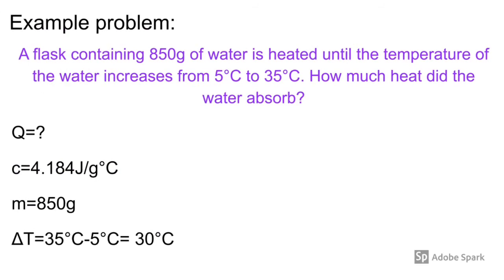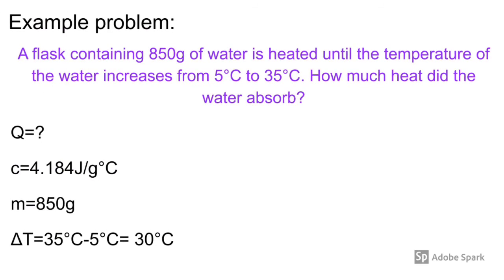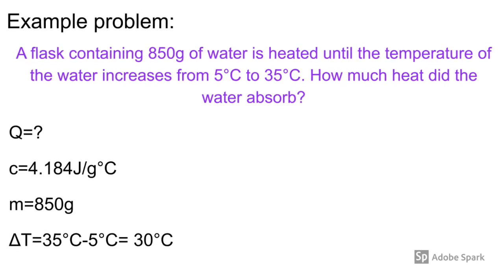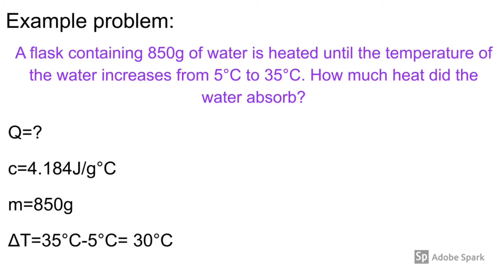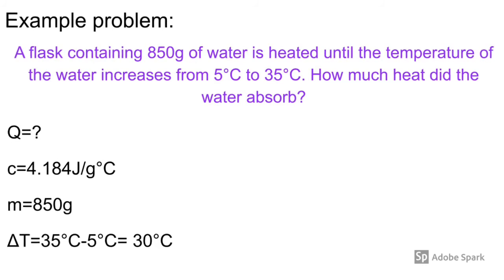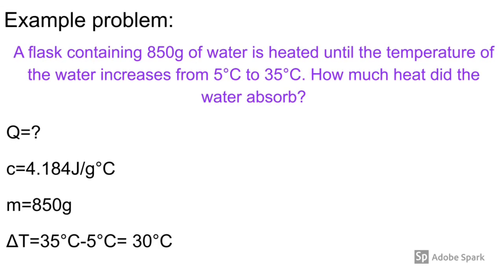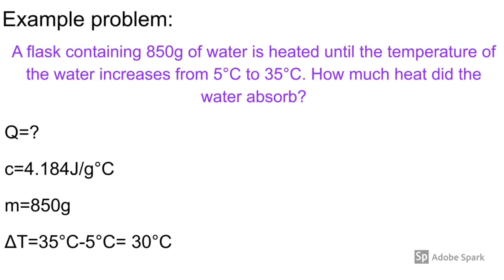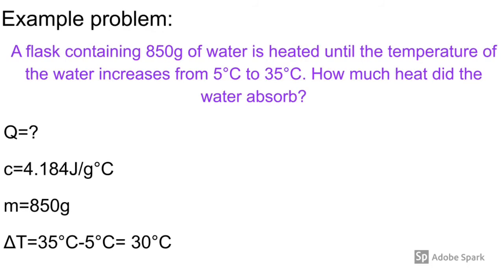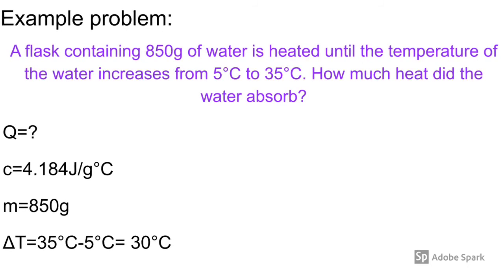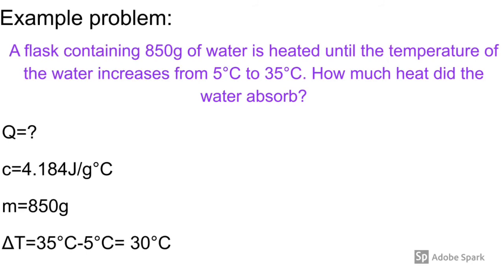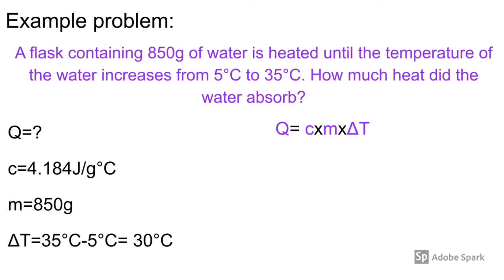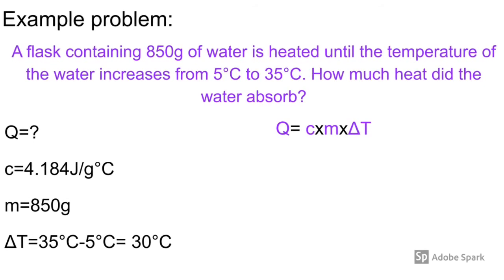So we're going to do like we did all year. Our formula, remember, is Q equals C times M times delta T. We're going to take those variables and list them down the side. We don't know the heat. That's what we're looking for. How much heat did the water absorb? They gave us the specific heat as a hint, so we're going to label that as C. M is the mass, and T is the temperature change. It changed by 30 degrees. Okay, we've labeled our variables, and here's the equation.